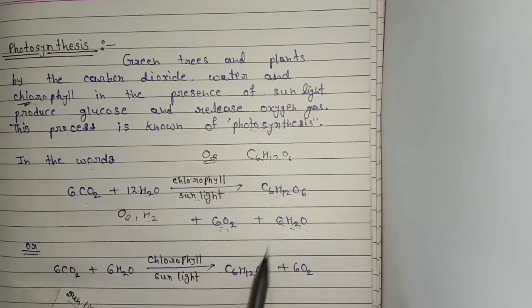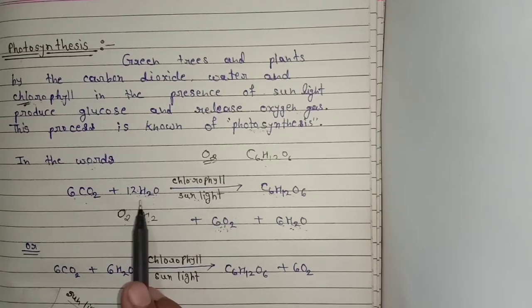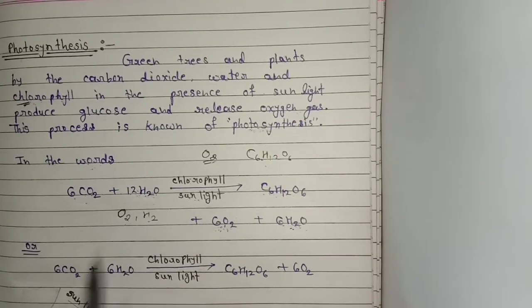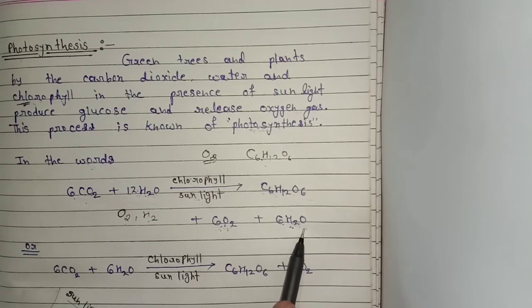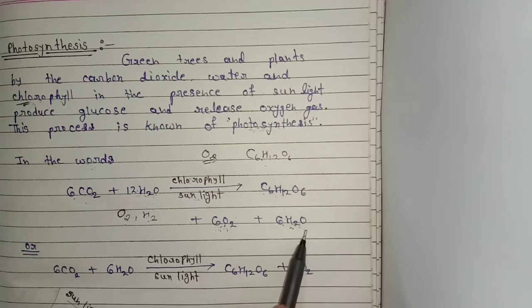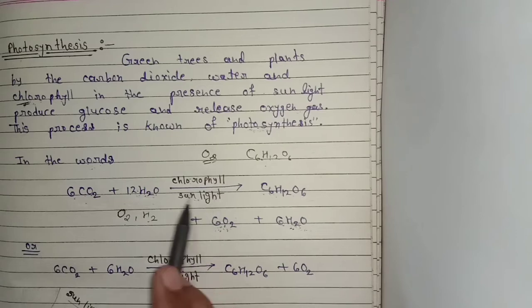So where do these water molecules come from? Yeah, remember that after the glucose is produced and oxygen gas is released, there are also oxygen and hydrogen available. So they react with each other, and that's why water molecules are produced. Okay, so I hope you understand that.